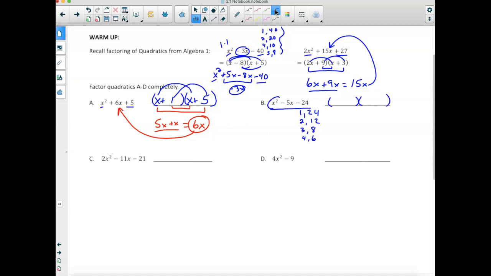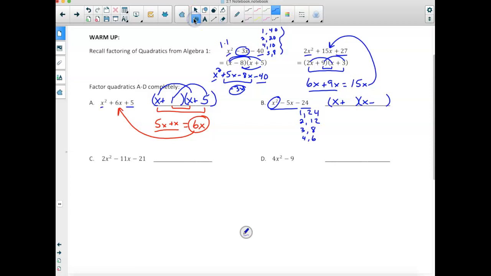I look at my first term. The only way to get x squared is x times x. The only way to multiply the two last terms and get a negative is if one has to be positive, one has to be negative. It's the only way that'll work. So when your last term's negative, your signs have to be opposite inside. Okay, I hope you remembered that.